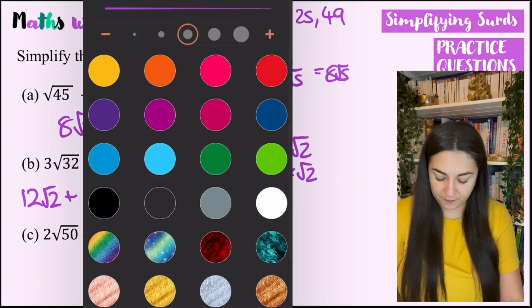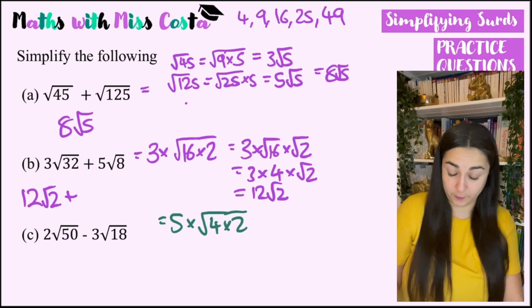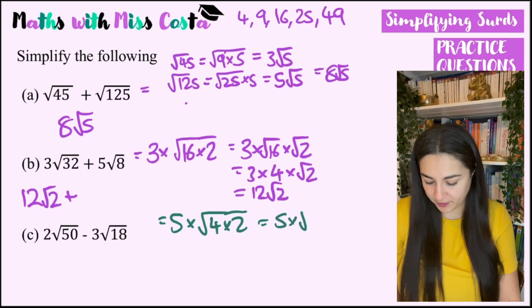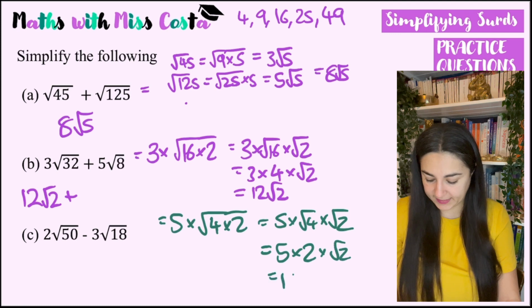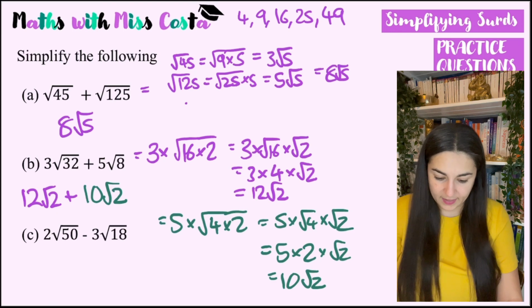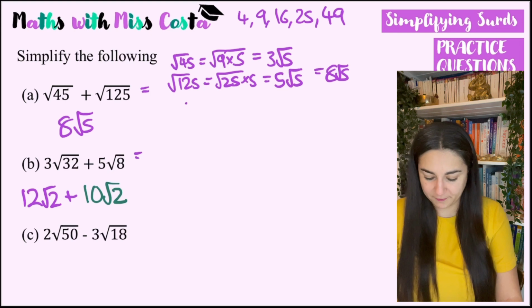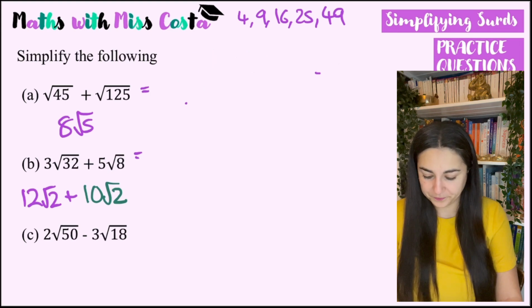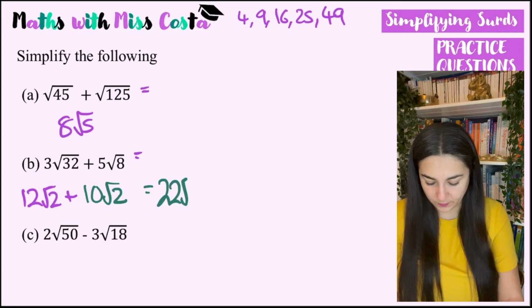And now let's do 5 root 8. That would be 5 times root of 4 times 2. I've just split up 8 and written it as 4 times 2. I can split that as 5 times root 4 times root 2. And that would be 5 times 2 times root 2, which is 10 root 2. So add them both together and you get 22 root 2. I'll just rub this out for the next one because I feel like we're going to have a lot of working out maybe. So that would simplify to 22 root 2.